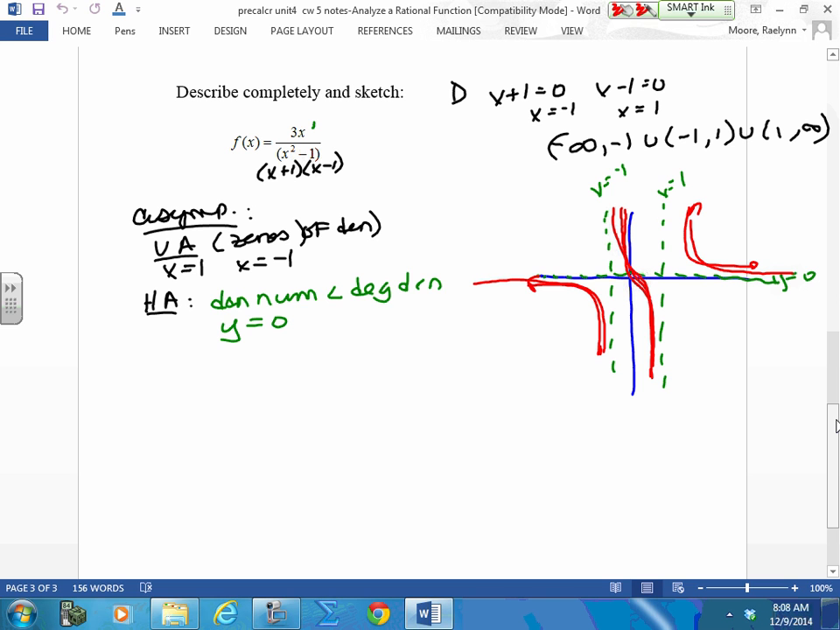Your asymptotes are like your barriers. If you're driving along the street and there's a barrier, you're certainly not going to cross over that. You can drive real close to it, take a chance, but you can't cross over it. The only one you can cross is your horizontal. So let's finish this guy up. Let's do your x-intercepts. These are the zeros of your numerator.